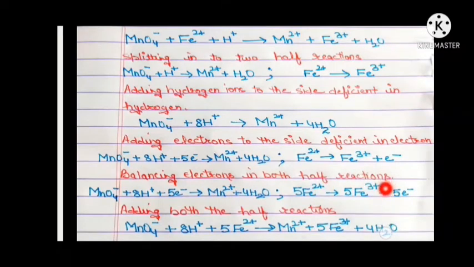Now we'll be adding both the balanced half reactions and the common terms will be cancelled out. 5 electrons and 5 electrons will be cancelled out. Fine. So what we'll be getting is MnO4- plus 8H+ plus 5 Fe2+ gives us Mn2+ plus 5 Fe3+ plus 4 H2O. So this is our balanced redox reaction which we have done by using the ion electron method.